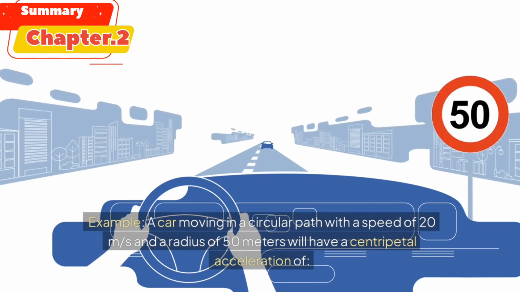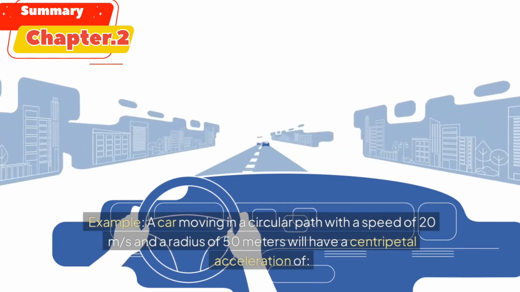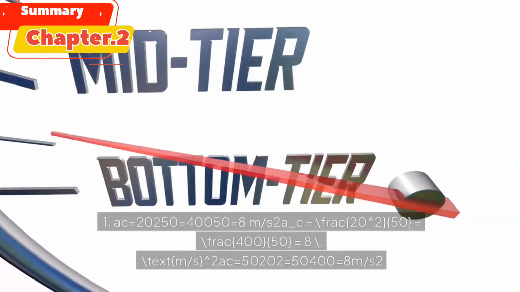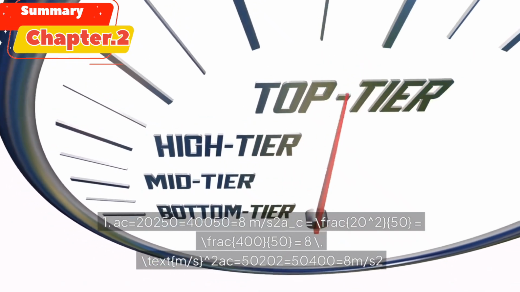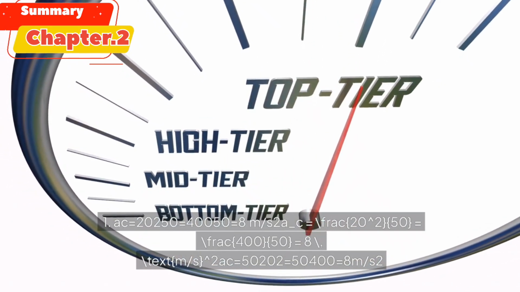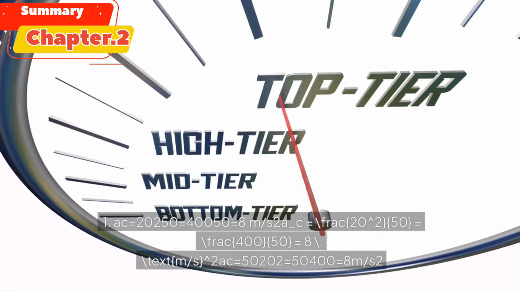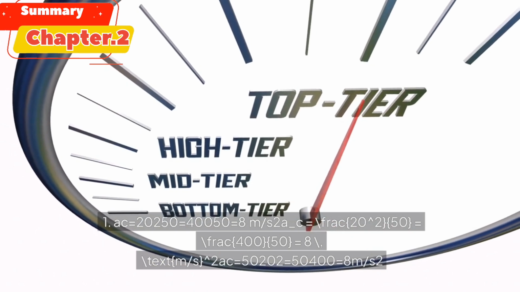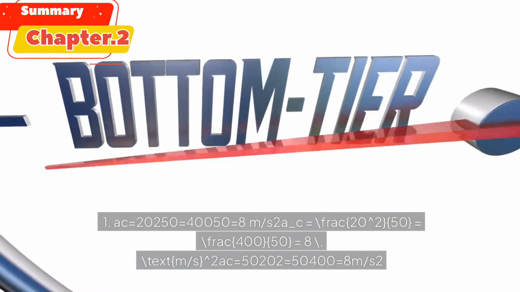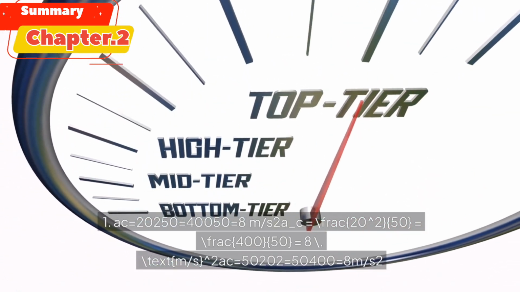Example: a car moving in a circular path with a speed of 20 meters per second and a radius of 50 meters will have a centripetal acceleration of a_c equals 20 squared over 50, which equals 400 over 50 equals 8 meters per second squared.